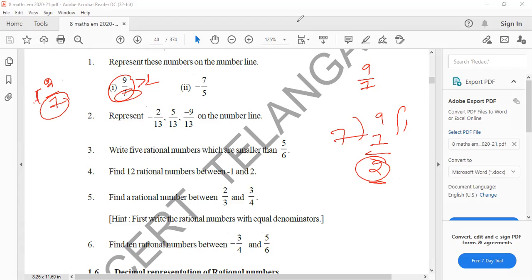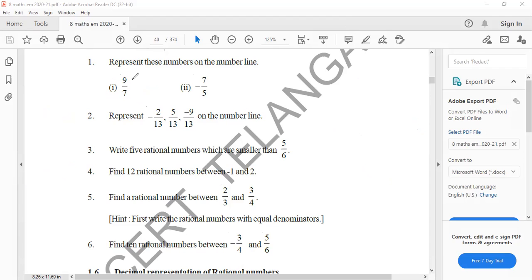If you have any questions, I'll write it out. This is the denominator. This is the remainder. This is the quotient. Clear? This is the way you can write it down. So it is 1 2 by 7. Now it's clear.